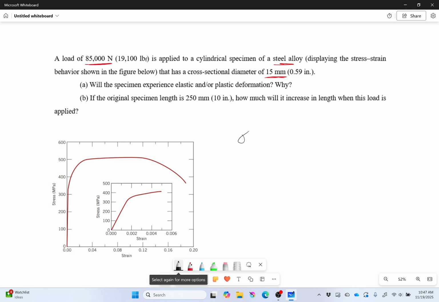So stress is equal to force over area. Area in this case is for a circle, and so it's pi d squared over 4. And when I plug that in my calculator, let me see what I get. I get an area of 176.625 millimeters squared. Perfect.